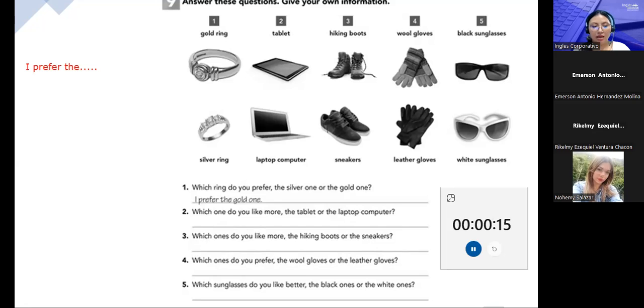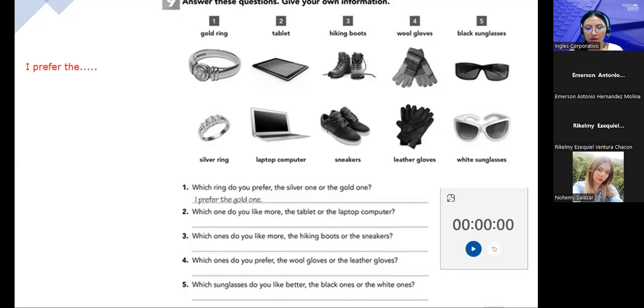Okay. Time is almost over. 13 seconds and then we are going to be comparing this information with the rest of the class. 5, 4, 3, 2, and 1.